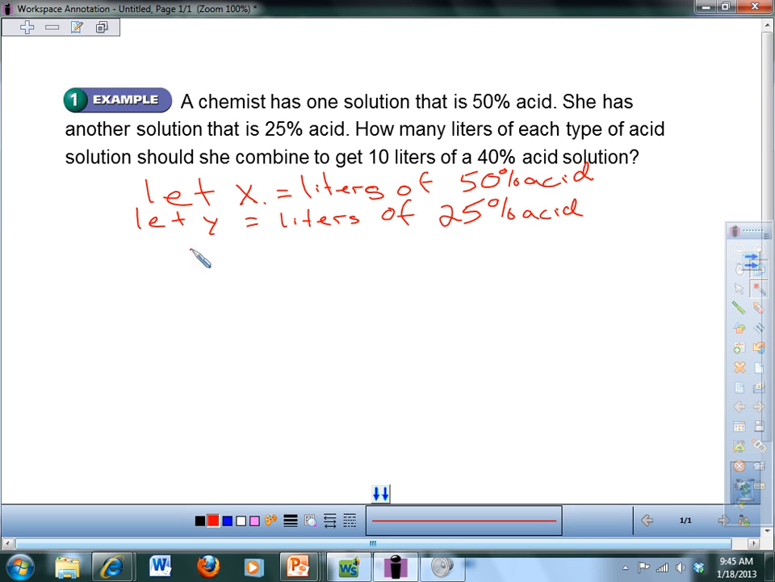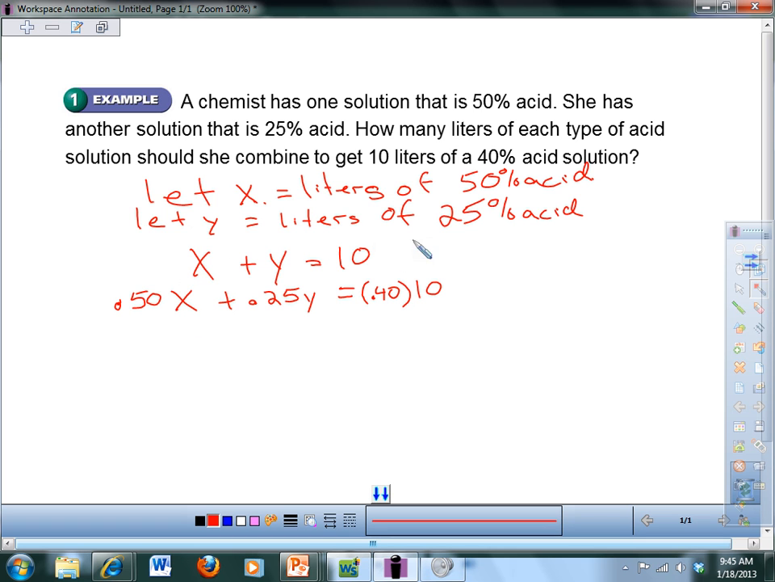So what you do with all of these, you set X plus Y equal to the total amount. That's really easy, right? Because however much you put in for X plus however much you put in for Y, that's going to equal up to 10 liters. Now what you also know is that the amount that I put in for X is 50% acid, okay? And the amount that I put in for Y is 25% acid, so I put 0.25 Y there. And that equals up to 10 also, okay? But it's going to be 40% acid.